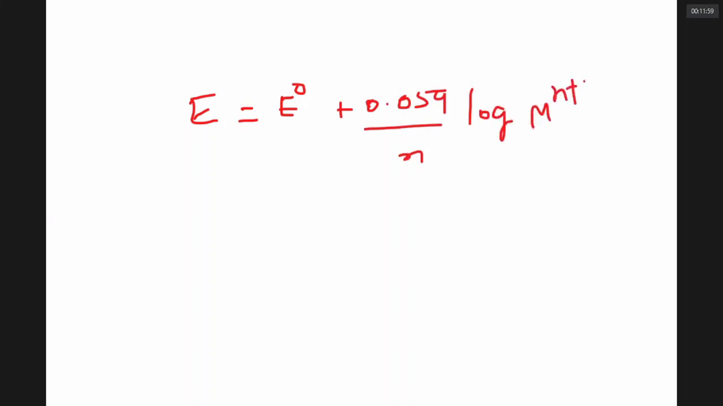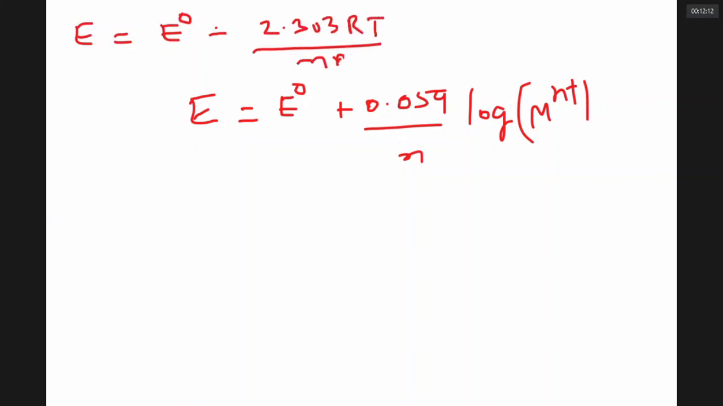Now, the problem is, instead of putting the concentration as 1 molar, I want to make it 0.1 molar. Then what happens to the voltage of the cell? I want to investigate. Because I am changing the concentration of electrolyte in this electrode, the variation in the electrode potential is given by standard electrode potential plus 0.059 by N into log of Mn plus. This is the equation we got from the Nernst equation, which says E is equal to E0 plus 2.303 RT by NF into log Mn plus.